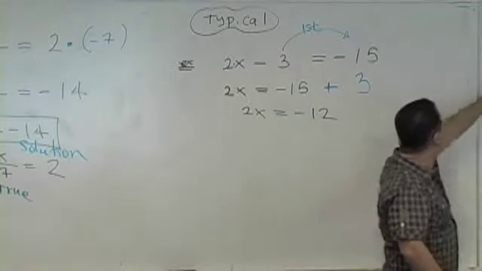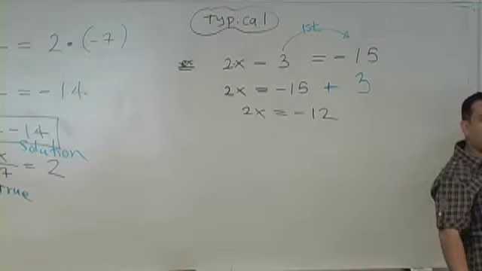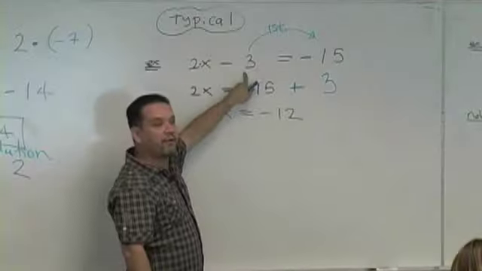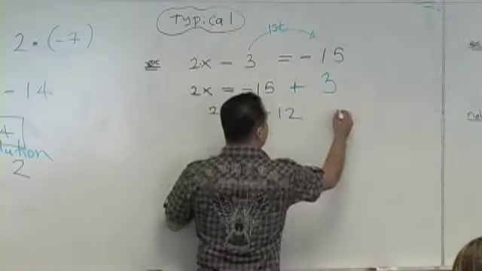In fact, we have 2x is negative 12. Doesn't that look like what we did? Yeah. So when I say to you, for the typical problem, translate this value first, now this is something you can do.